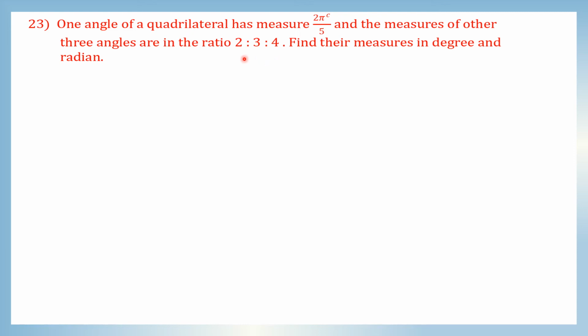Suppose k is a constant multiple, then these angles are 2k, 3k, 4k. We know that the sum of the angles of the quadrilateral is 360 degree. Use this result, find the value of k, then find these three angles.